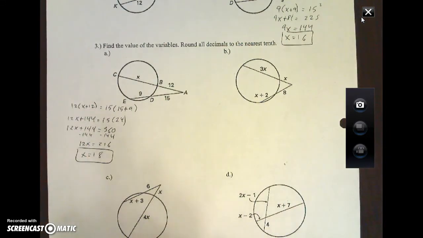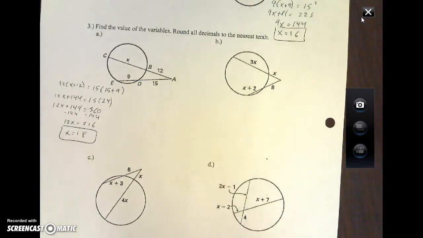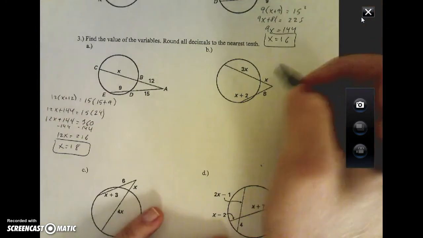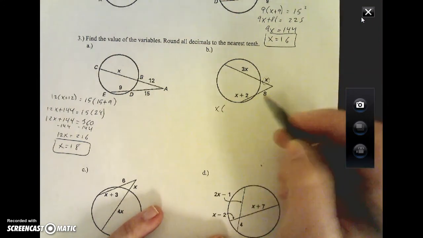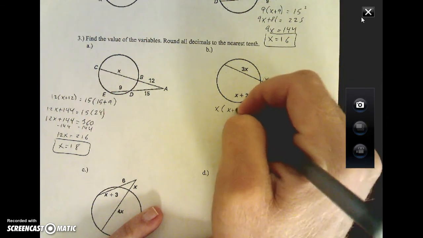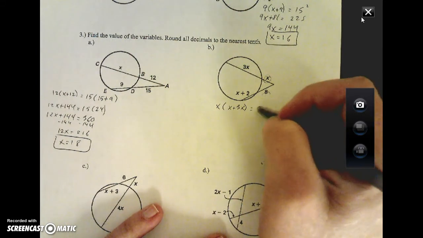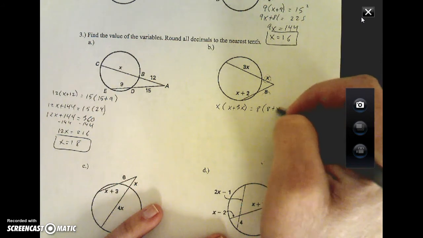Excellent. So this next one might also be a challenge one, but I'm going to show it to you anyway. All right, so let's take a look at it. What we've got here is little times big, so x times, if I add these together, it's x plus 3x equals little 8 times all this added together, 8 plus x plus 2.